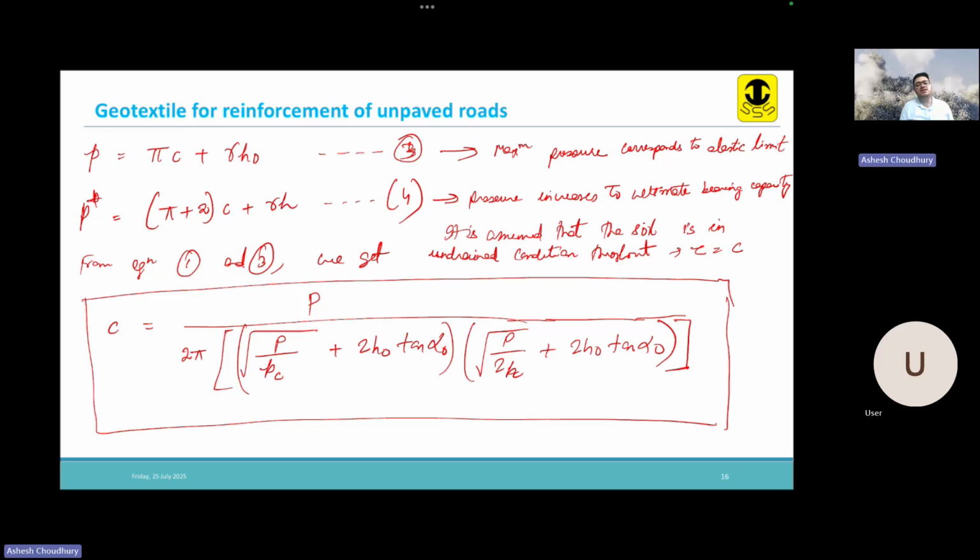Okay. So if you read the book that I suggested, you will get some more information. It's very difficult to discuss everything, but again I suggest that you please read the book, Designing with Geosynthetics. You will get some more information. And this equation, whatever I wrote, yes, it's correct.